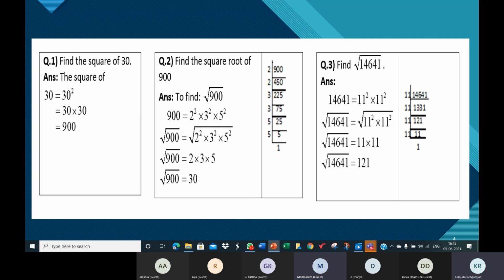Okay, ma'am. You can write it as 11 to the power 4. Square root of 11 to the power 4. So there are 4 11s. Of the 4 11s, half the number will come out. So 2 of it will come out of the square root.